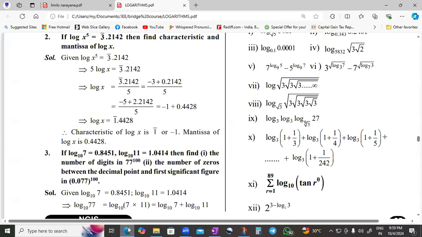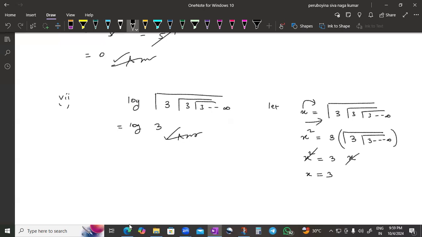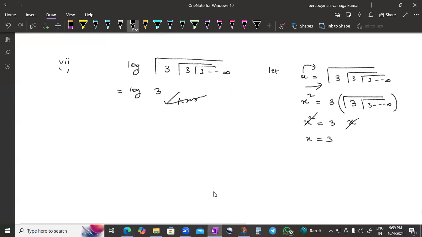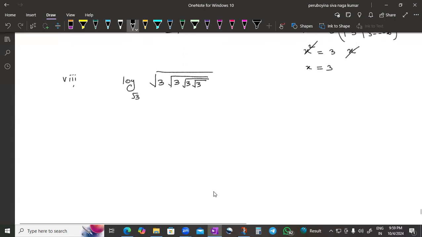So let me see the problem. Yeah, of course log 3 will be the answer of this question. Okay, and the next problem you can solve, because here you can see a finite number of threes exist. How many threes? 1, 2, 3, 4. Let's see what happens if finite numbers are given to you as the next problem. So the question is, 4 threes are given along with square roots. Only a finite number of square roots are mentioned. This is the next problem.